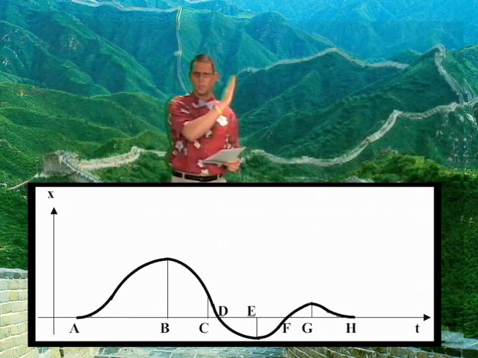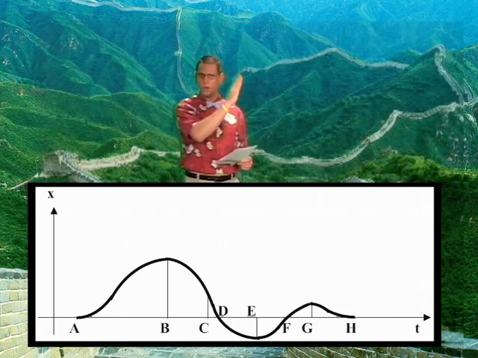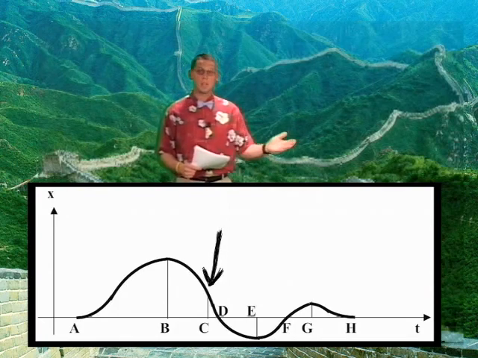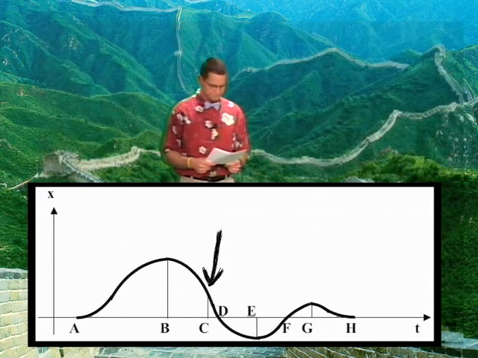We're not necessarily looking at positive or negative slope. We just want to know where it is the steepest. So C is the steepest part of the graph. Pretty clearly evident from the picture.